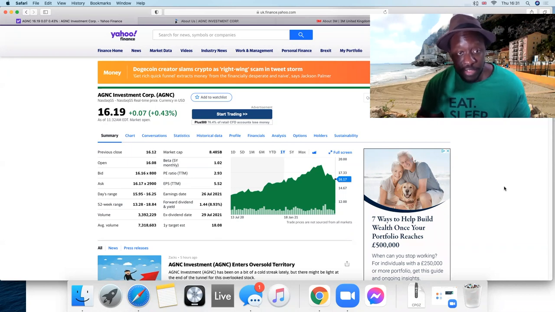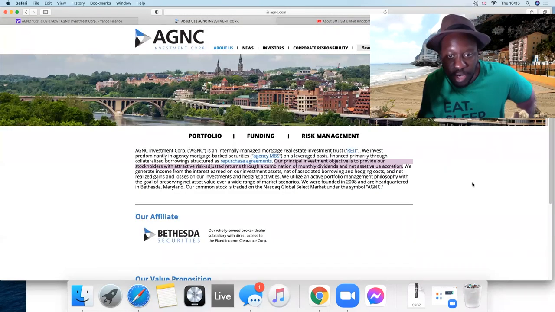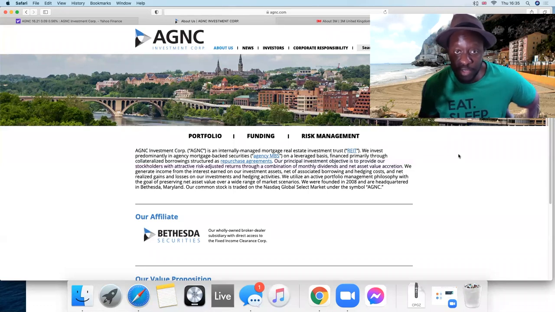They are a REIT. They have a mid-market cap of $8.48 billion, and right now they have a very handsome dividend of 8.93%. All right, AGNC. Our principal investment objective is to provide our stockholders with attractive risk-adjusted returns through a combination of monthly dividends and net asset value accretion. That's what we're here for with this bonus stock, AGNC. We want the monthly dividend.